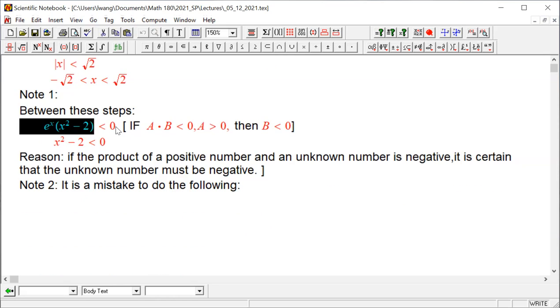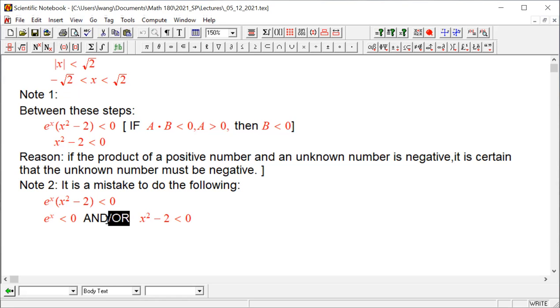Okay, so from here, if the product of two numbers is negative, then if you go ahead to say, oh, e to the power x is negative, and x squared minus 2 is negative, whether you put an or or and in between, they are terrible mistakes. Because think about it, right?